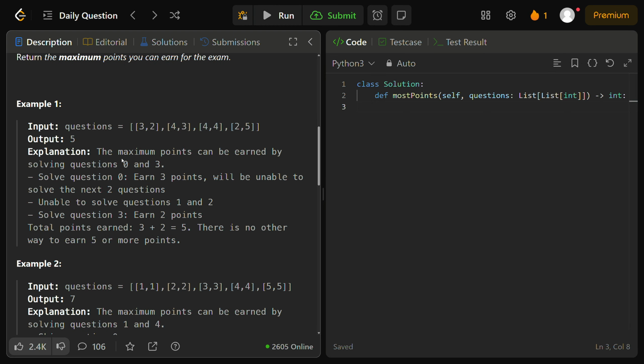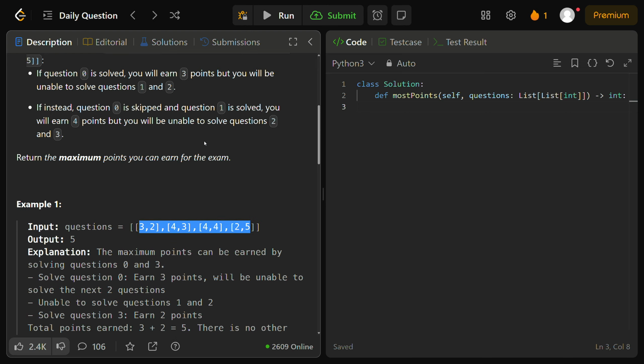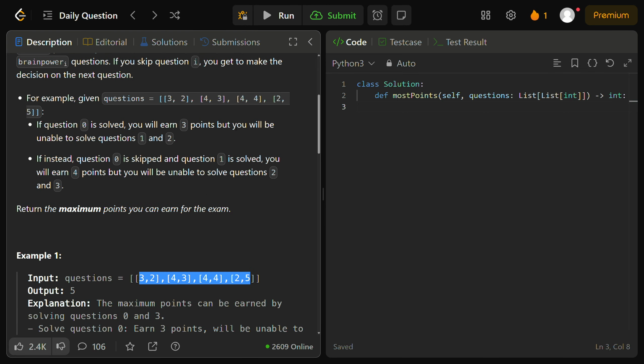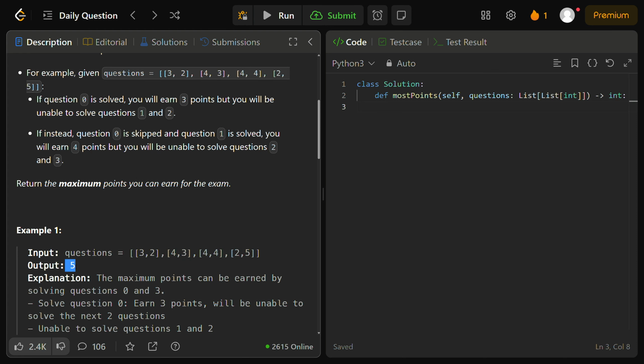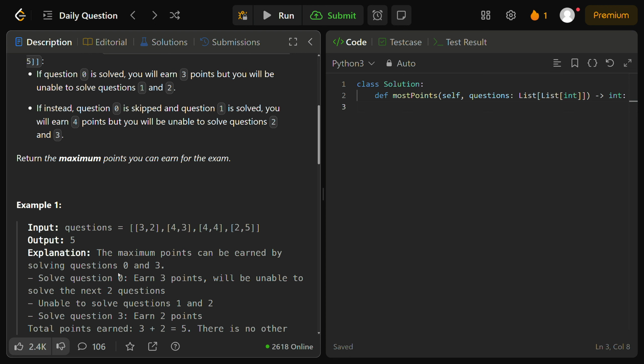In the original input, we have questions to be 3, 2, 4, 3, 4, 4, 2, 5. It looks to be the same exact example that they give us in the problem statement as well. And in this case, 5 is the most number of points we can earn for the exam. What is the pathway, or the specific indices or questions we have to solve to earn them?